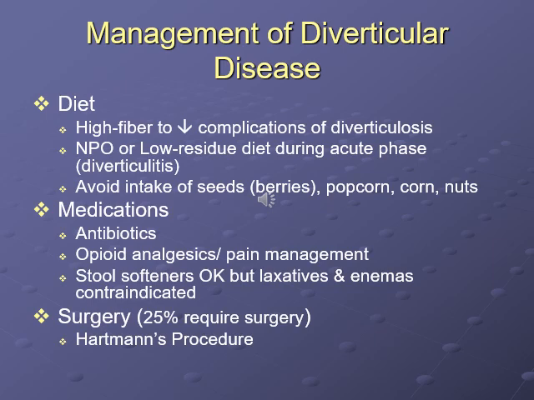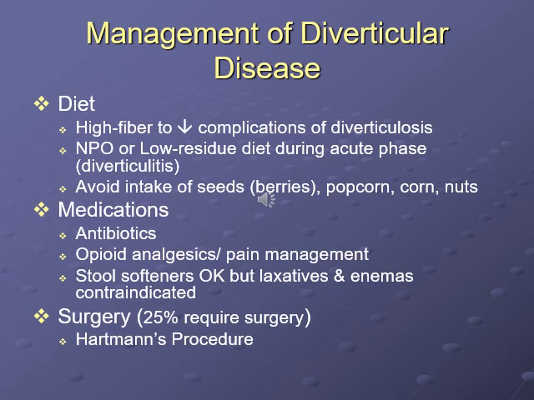Now if they have the acute inflammatory condition, diverticulitis, now they're going to be NPO for that first 24 to 48 hours. I mean, it kind of depends on how sick they are, but they'll be NPO, may or may not have NG suction, and do complete bowel rest.